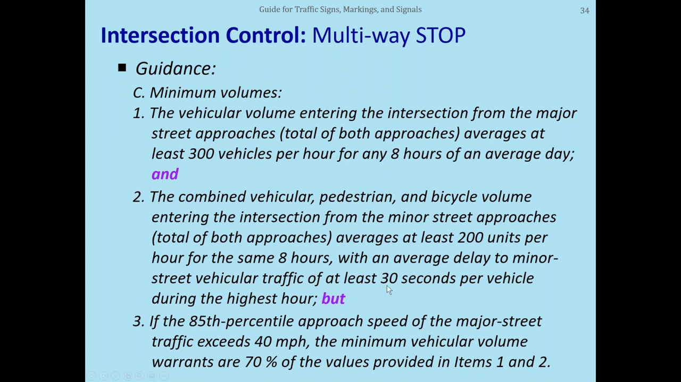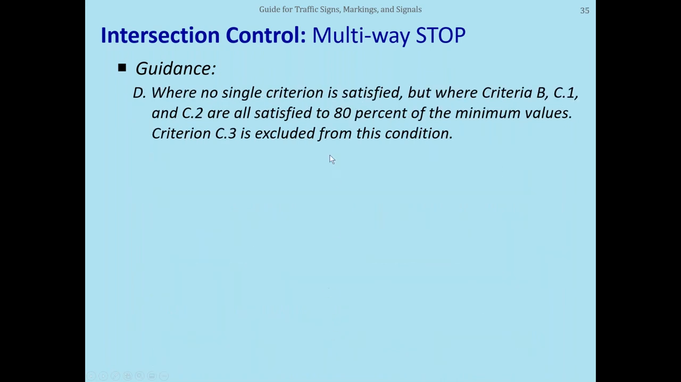And you have this much delay, that can be a justification for going to all-way stop. But then they've got provisions to lower those amounts if the traffic's over 40 miles per hour. So you go to 70% of these numbers if your major street speed is over 40. And then they've got a provision for mixing and matching using 80% of the previous criteria.